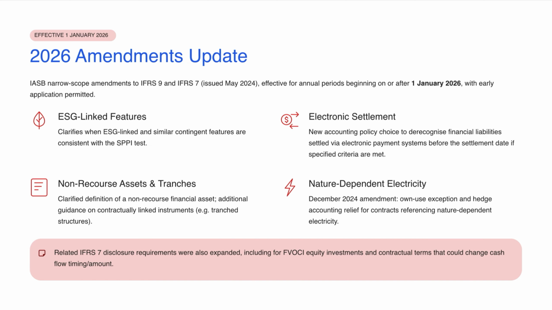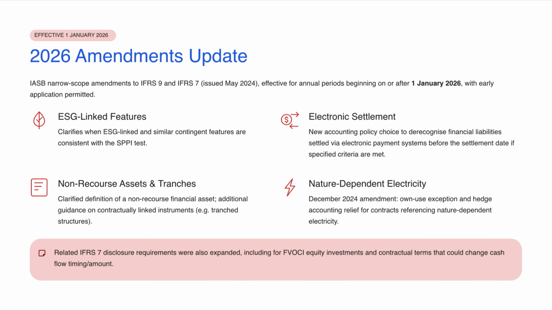Another area is electronic settlement. There is a new accounting policy choice that can allow derecognition of certain financial liabilities settled through electronic payment systems before the settlement date, provided specified criteria are met. There are also clarifications relating to non-recourse financial assets and contractually linked instruments, including certain tranched structures. And there are amendments concerning contracts referencing nature-dependent electricity.